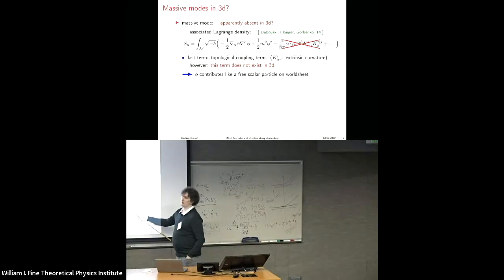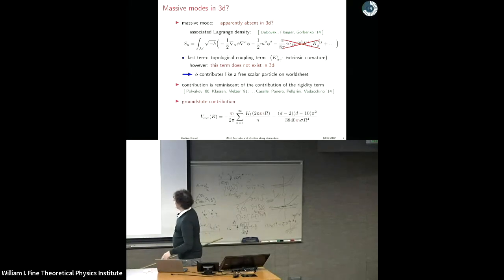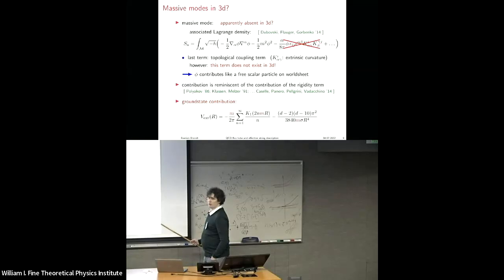Okay, it will still couple to the string degrees of freedom by having this derivative here in terms of the worldsheet metric, the induced metric on the worldsheet, but this term here will not be there. So it basically contributes like a free scalar particle on the worldsheet, and actually this contribution is reminiscent of the contribution of a possible rigidity term. Okay, so the ground state contribution of this rigidity term can be written down.